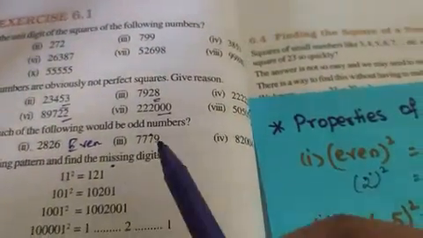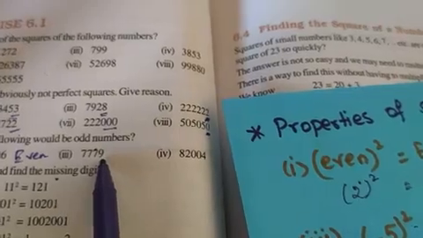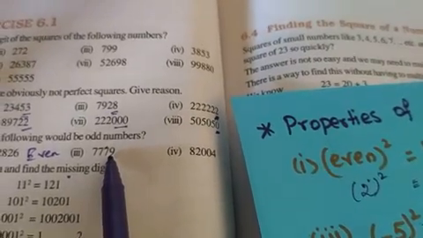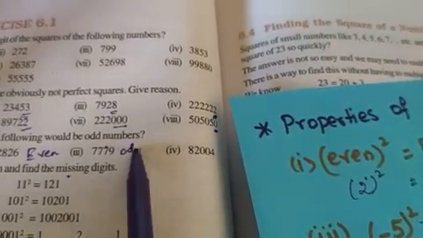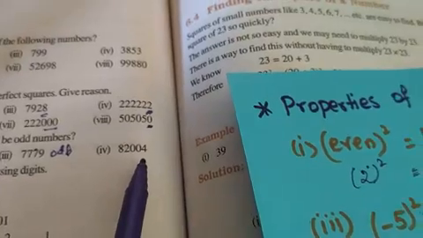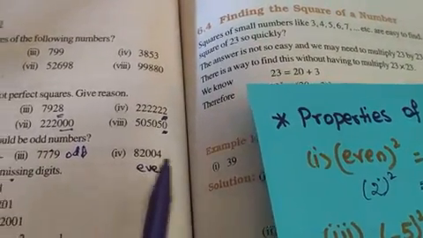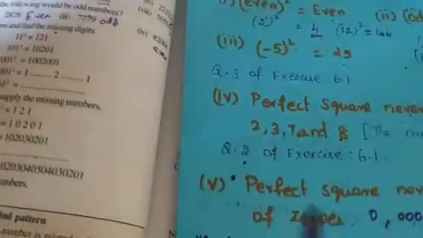Square is even. And here you see 7779. So it is an odd number, so the square will be odd. And here 82,004, it's an even number, so the square will be even. That's all. So using the properties 1 to 5, we solve question numbers 2 and 3.